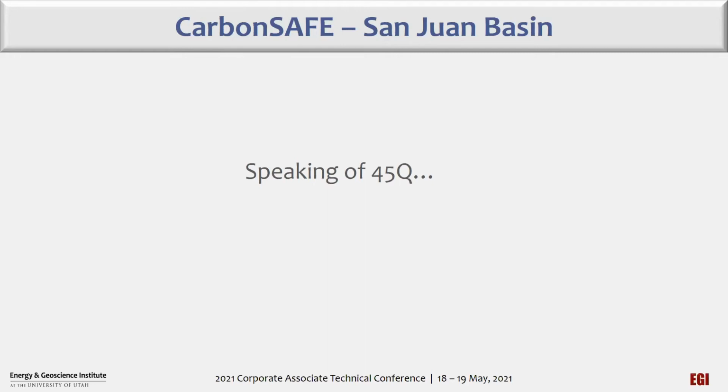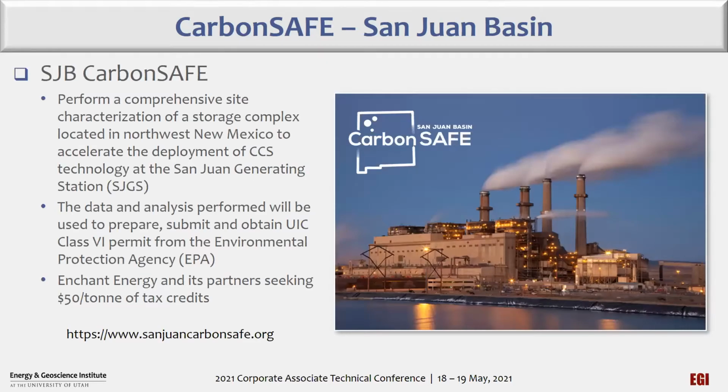Interest in 45Q has certainly ballooned very significantly even in the last year. The CarbonSAFE initiative of DOE, which stands for Carbon Storage Assurance Facility Enterprise, is aimed at developing sites capable of storing at least 50 million tons of CO2. EGI conducted a pre-feasibility CarbonSAFE project.